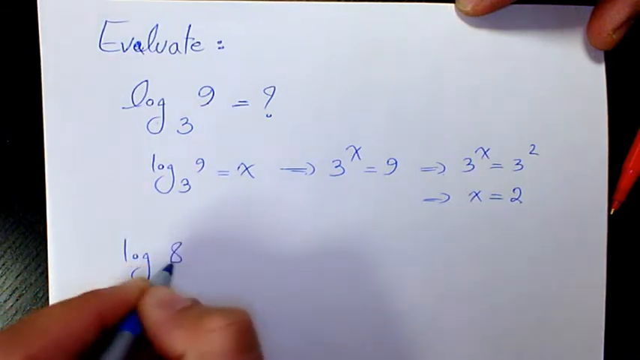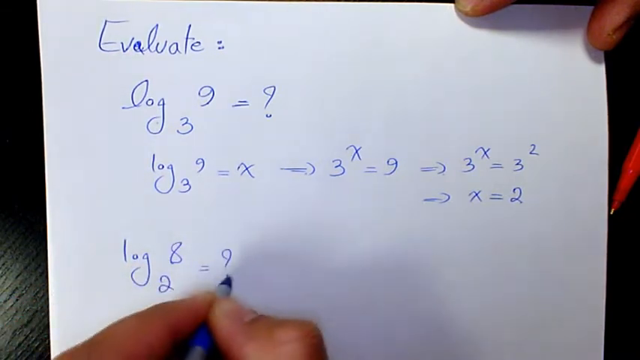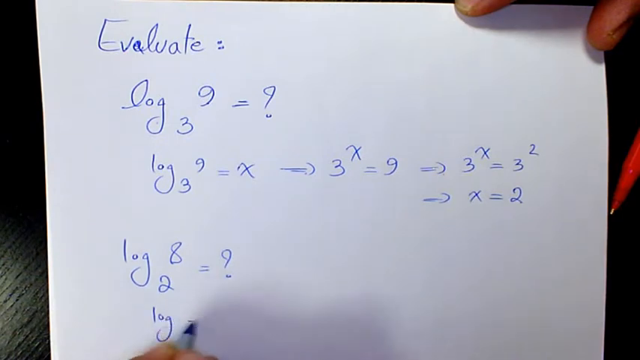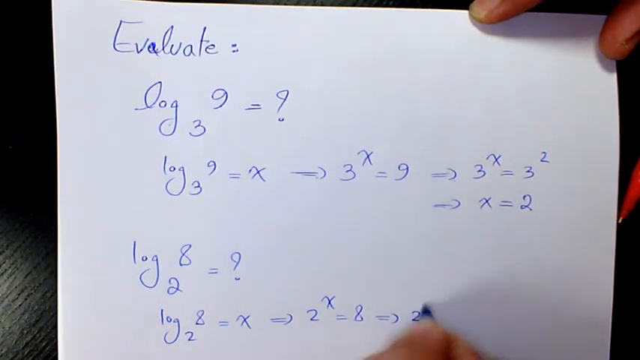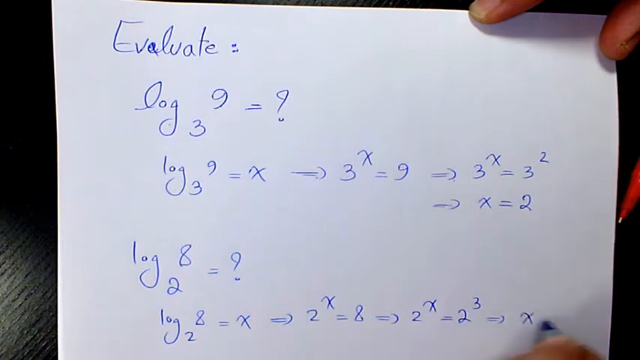Log 8 base 2. You're going to say log 8 base 2 equals x. 2 to the power of x is 8. Instead of 8, I can write 2 to the power of 3. So x will be equal to 3.